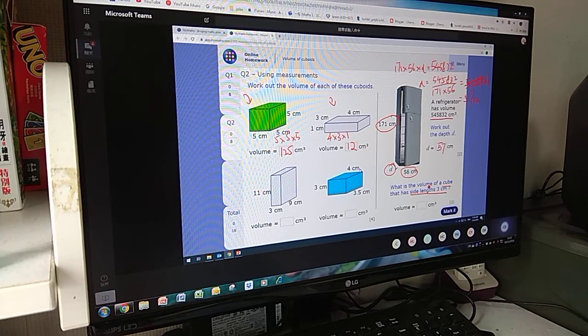So the last one, if there is a cubic that has the side length of 3 cm, that is, we have this one, and each side is 3 cm, 3 cm, then the volume will be 3 times 3 times 3, that is 27 cm cubed.